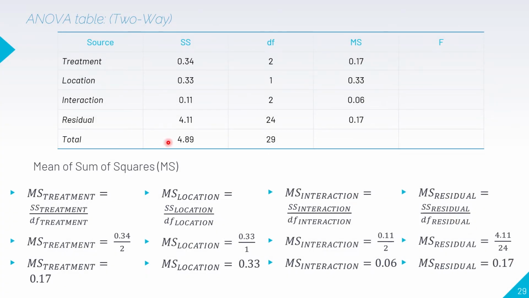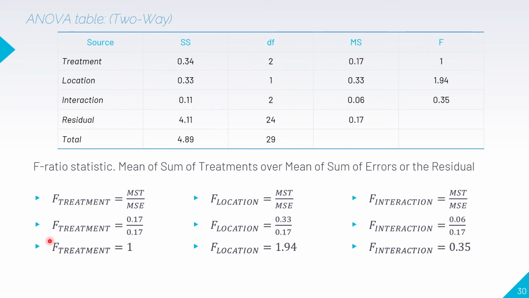Next, we have to find our mean of squares or MS, which the formula is MS treatment over its sum of squares over its degrees of freedom. So 0.34 divided by 2, we have 0.17. 0.33 divided by 1, we have 0.33. 0.11 divided by 2, we have 0.06. 4.11 divided by 24, and we have 0.17.